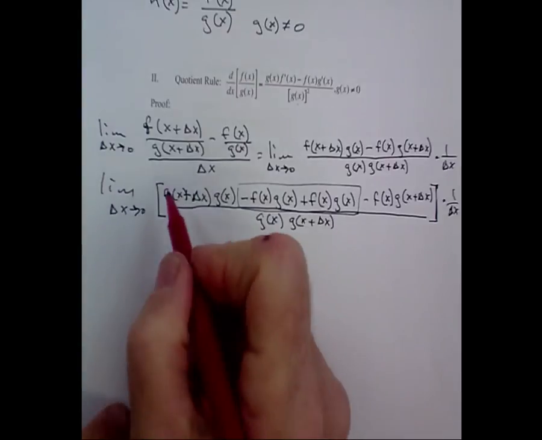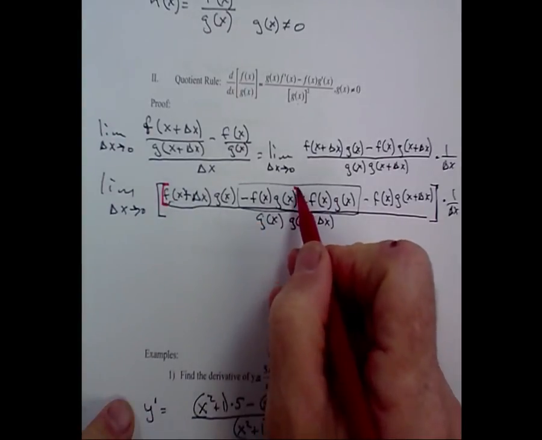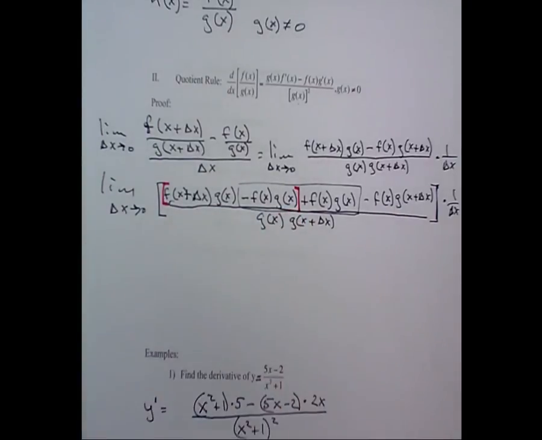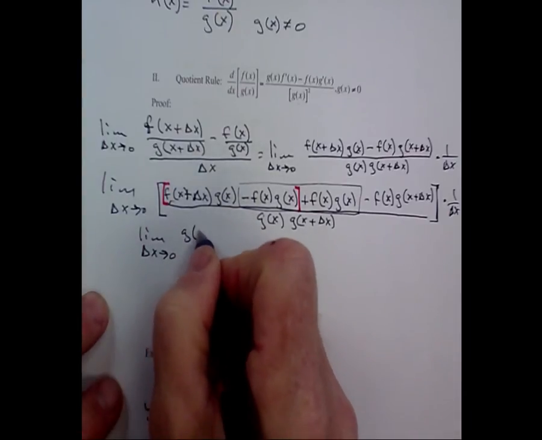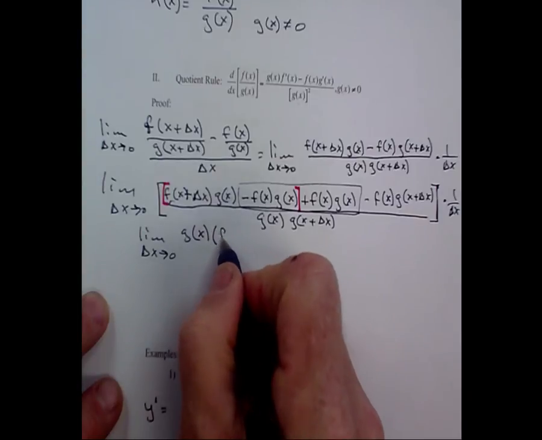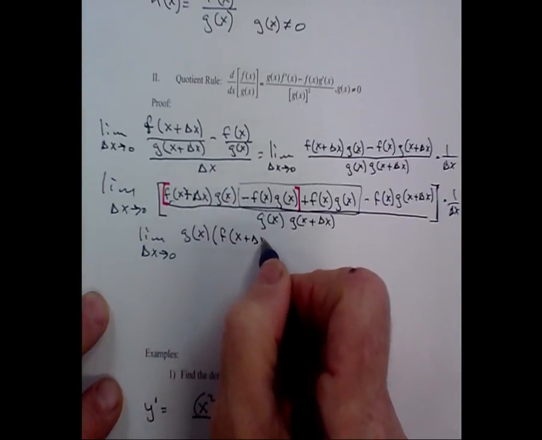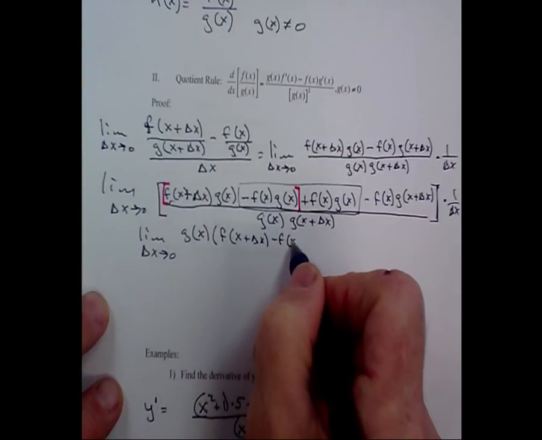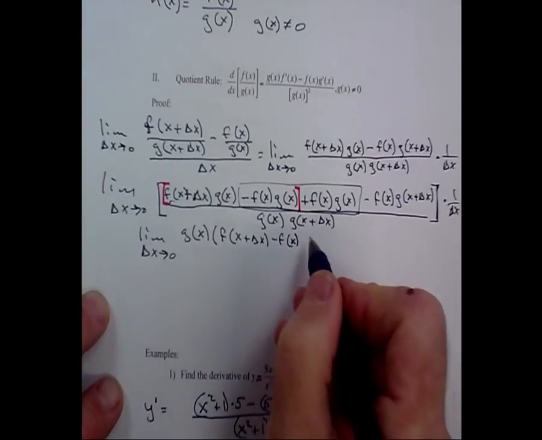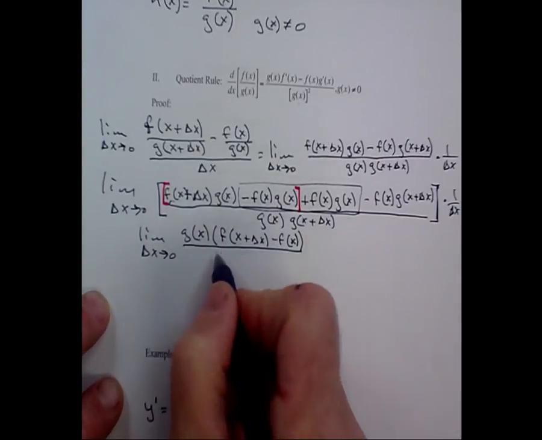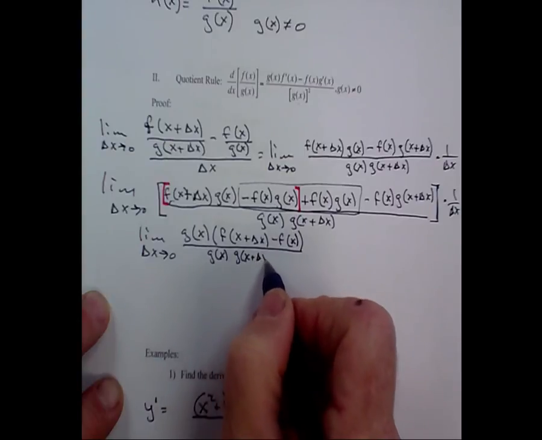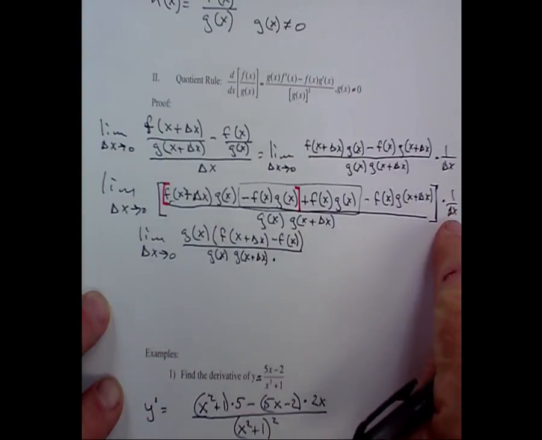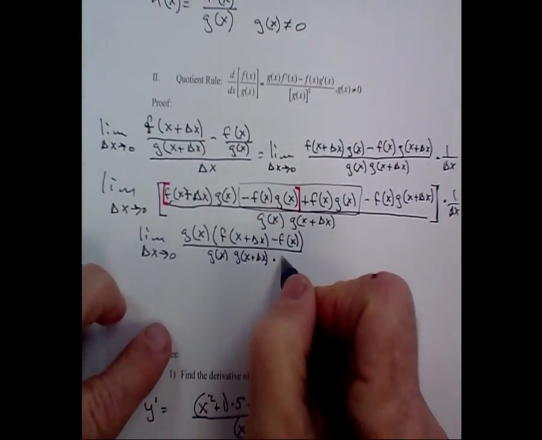So if I look at these first two terms, they both have g of x in them. So now I'm going to rewrite it like this. The limit as delta x goes to 0. I'm going to factor out a g of x, and I'm going to have f of x plus delta x minus f of x over g of x plus delta x, times, I'm going to multiply this delta x over here times this fraction and get delta x.